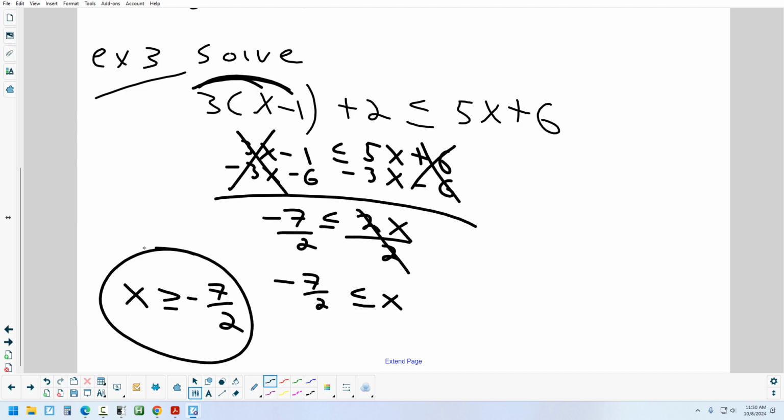Not because we divided by a negative. That's just a rewrite. That's all we did there. Okay. Any question on that? So we were able to avoid multiplying or dividing by a negative because of the step Tom gave us. He moved all the x's to the right instead of moving them to the left, which is fine. That worked out fine.